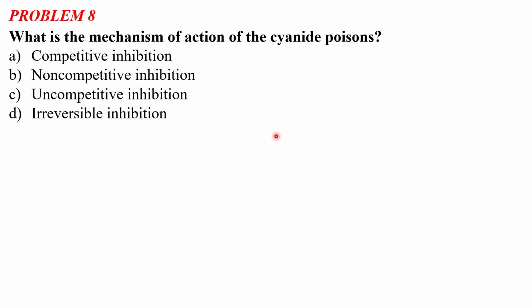Now the next problem I will show you. Problem number 8 says, what is the mechanism of action of cyanide poisons? Your options are: A, competitive inhibition; B, non-competitive inhibition; C, uncompetitive inhibition; D, irreversible inhibition. I will wait for some time and then I will show you the answer.